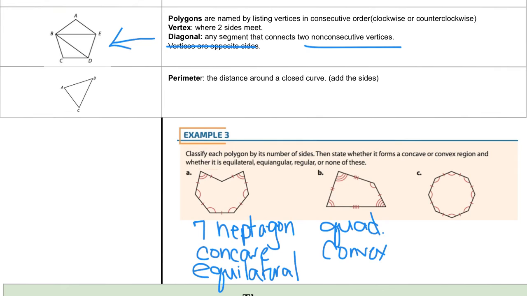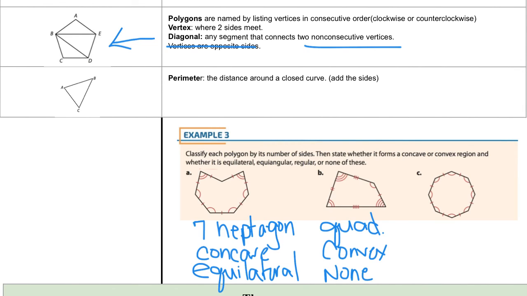Convex. And is it equilateral? Let me look at all the sides. I've got a 3 tick mark, 2 tick mark, a 1. Nope, it's not equilateral. Is it equiangular? No. I've got 4 rainbows, 3 rainbows, 2 rainbows, and 1 rainbow. So neither.